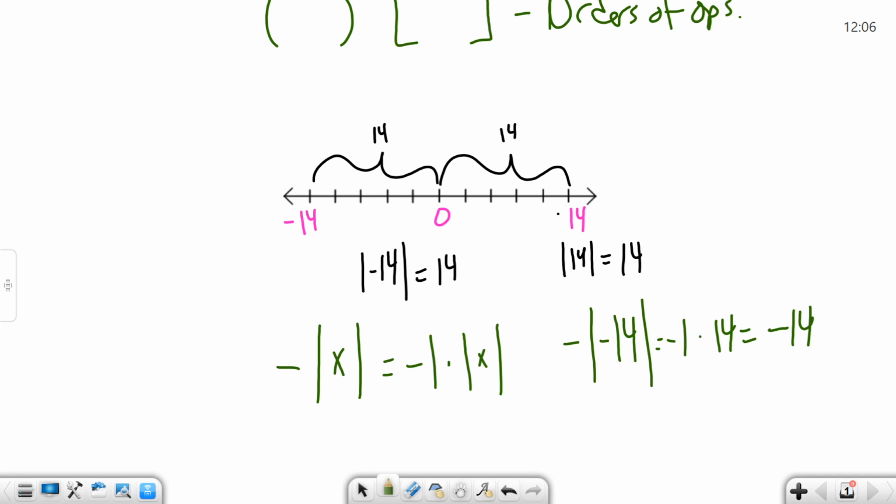So what happens if we have the negative absolute value of +14? We still have -1 times 14, because that's the absolute value, and we still get -14. That is all for this lesson on absolute value.